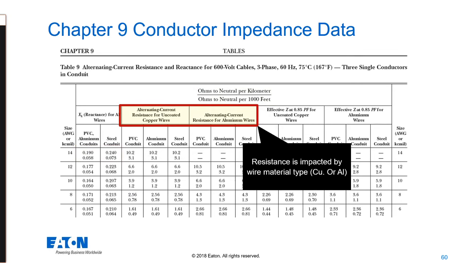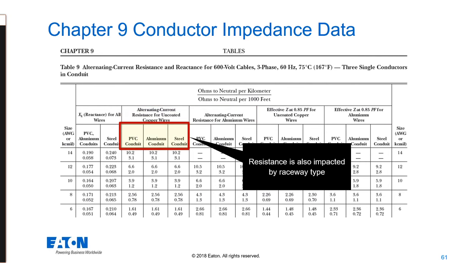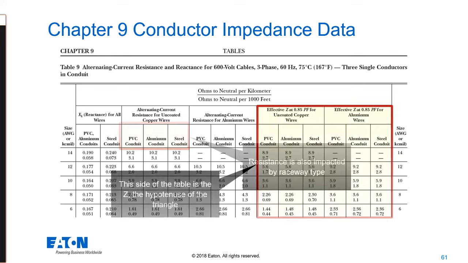And then you have the resistance. This is across the bottom of that power triangle. This is your resistance for uncoated copper wires, and then you have your resistance for aluminum wires. You'll notice that we don't have aluminum numbers for number 14; they start at number 12. Again, you'll have a resistance value that could be different for PVC, aluminum, or steel conduit, so you have to know what you're routing it in.